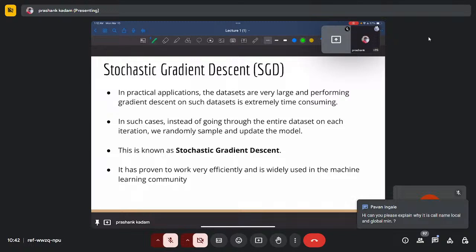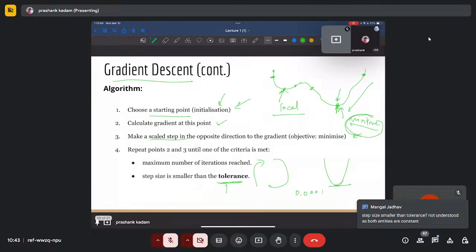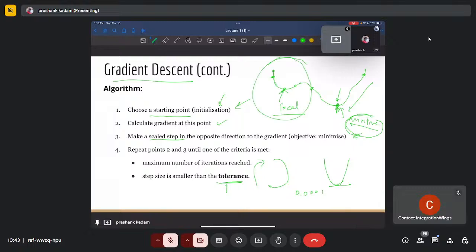Oh, question: why is it called local and why is it called global? Okay, so local because, if you look at this curve, and look at this vicinity, this is called the local neighborhood of this point. Of all the points that lie within this locality of this curve, this is the minimum for all the points within this range. So that is why it is called the local minimum.